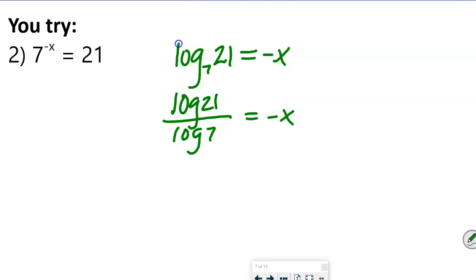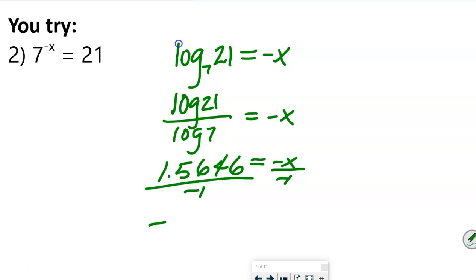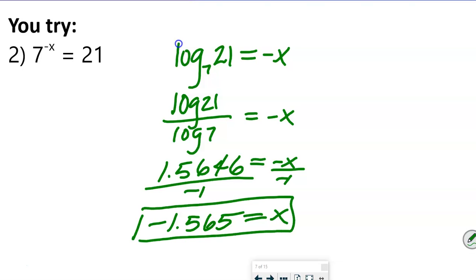So when we do this one, we're going to get 1.5646 equals negative x. So we can either divide or multiply by negative 1. So that's just going to make our whole term negative. So it's going to be negative 1.565 equals x. Again, plug it up in there, which would be really positive. It's going to end up being positive. So it's going to be 7 to the 1.565. That gives us approximately 21.